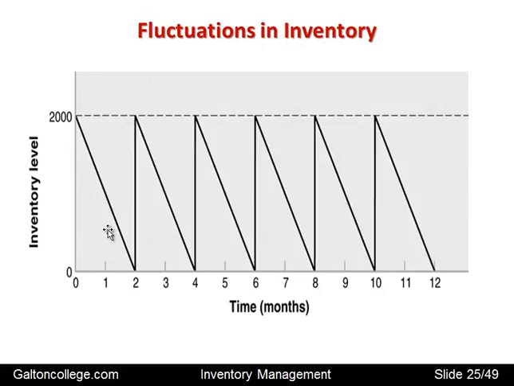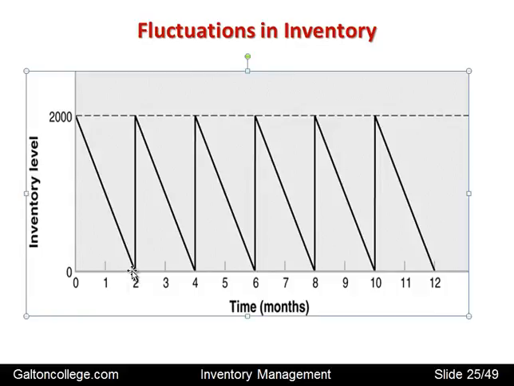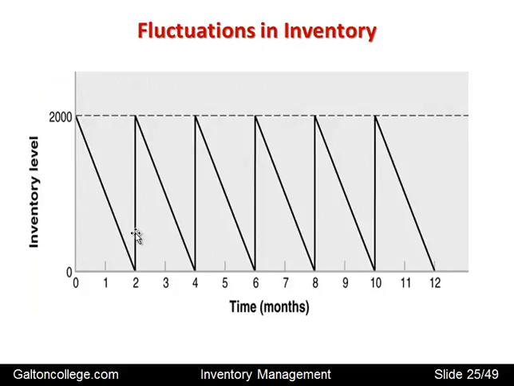So it's linear because it's a constant rate of stock usage. And at the end of the 2-month period, perfectly synchronized, we have an order received into the store. We have a delivery. So it shoots back up to 2000, and again it runs down over 2 months. Just at the last moment, another delivery, and it shoots up and back down. So we have this sawtooth type diagram.